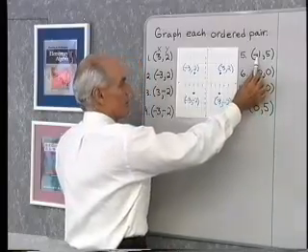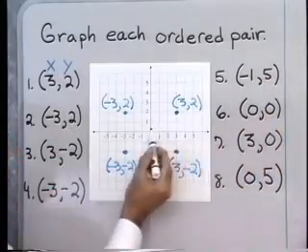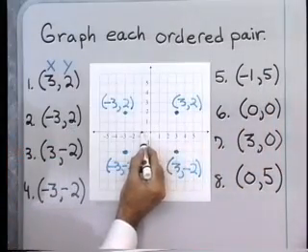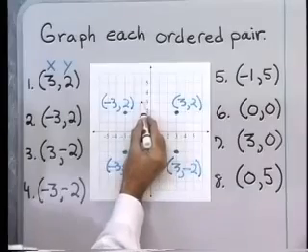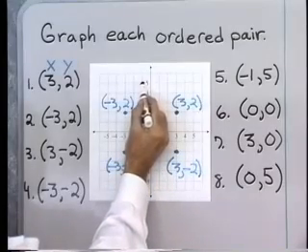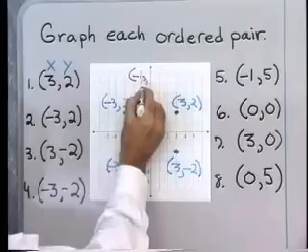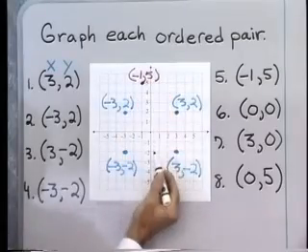I want to graph the ordered pair negative 1, 5. So I start at the origin, 0, 0. I move back 1 and then up 1, 2, 3, 4, 5. This is the point whose coordinates are x equal negative 1, y equal 5.